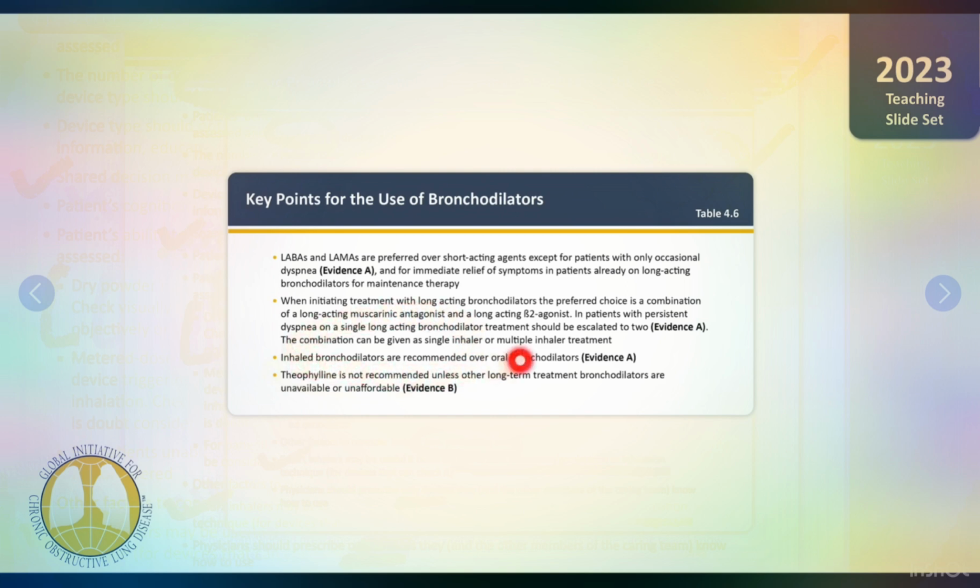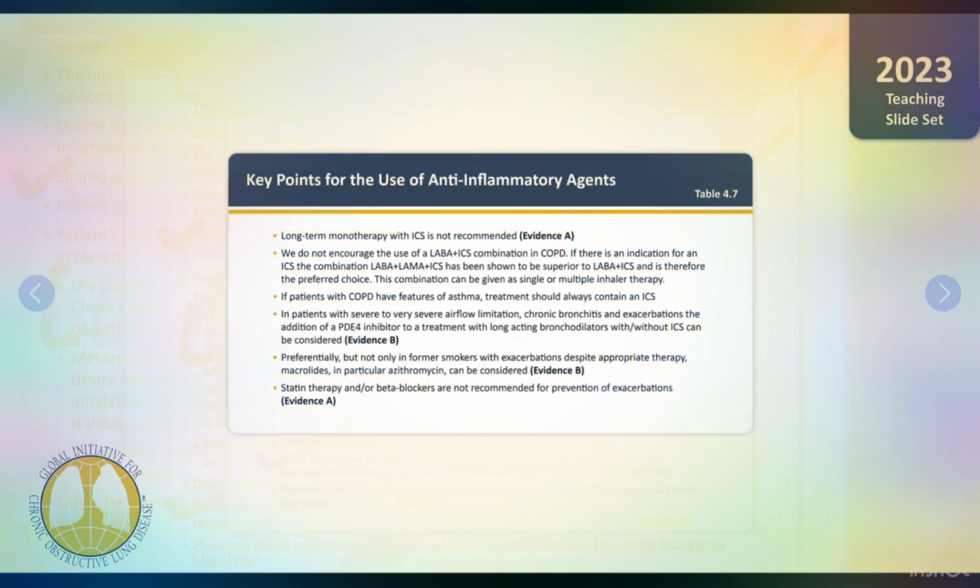Then they are telling inhaled bronchodilators are recommended over oral. So inhaled are better than oral. After that, they are telling theophylline is not recommended unless other long-acting bronchodilators are unavailable or unaffordable. Only in those conditions can we advise theophylline, otherwise we will not give theophylline.